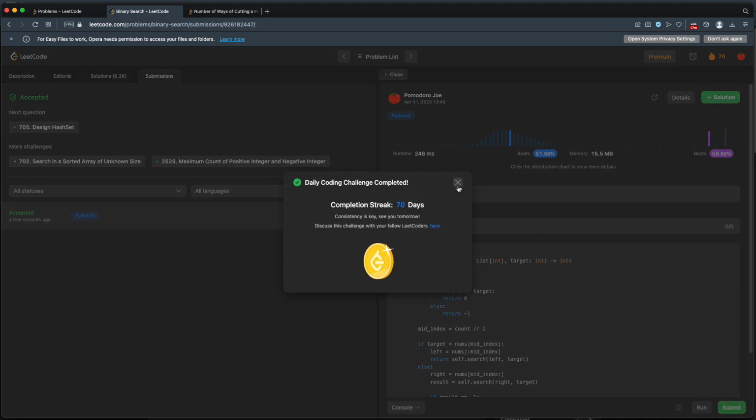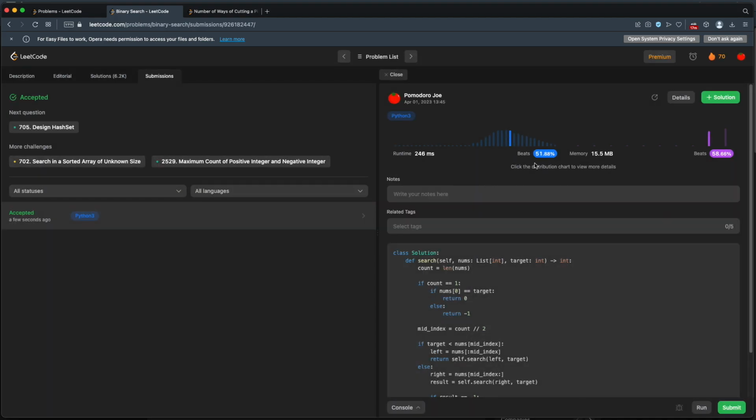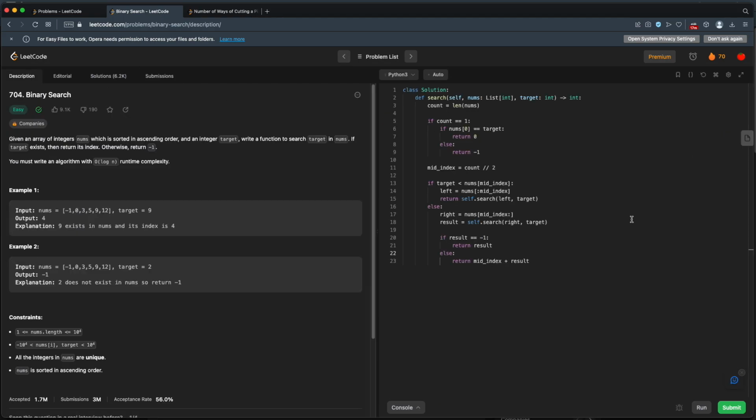All right, so it passes all the tests, and we do okay. We beat 51% for runtime and 58% for memory. Okay, that's not too bad. But let's jump back here, and let's do this whole thing again, but let's do this iteratively.